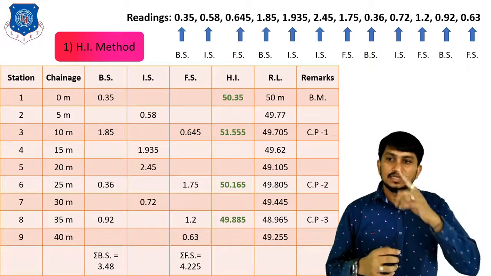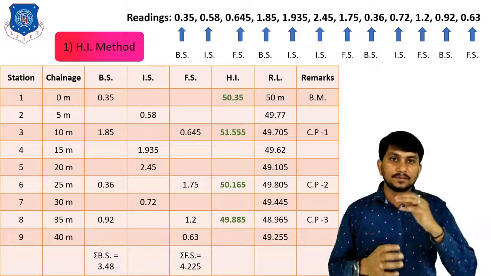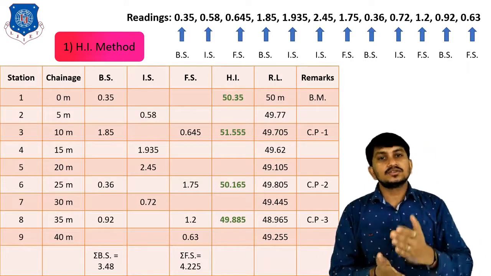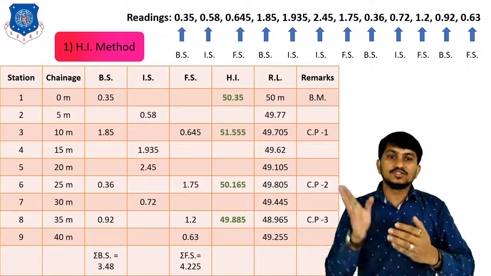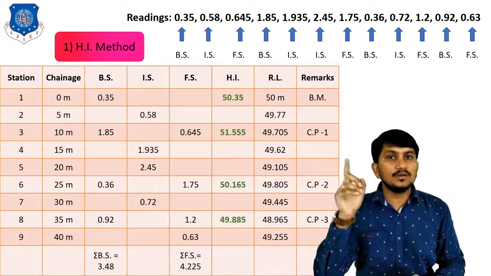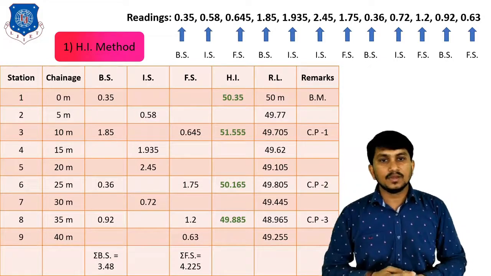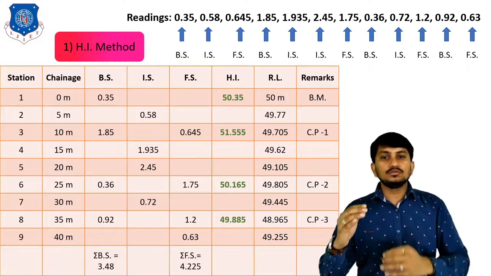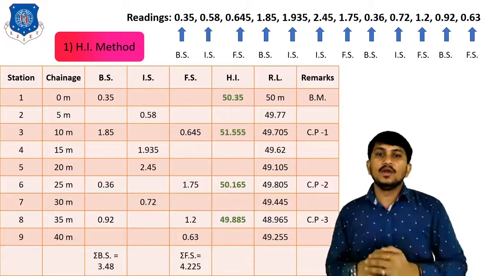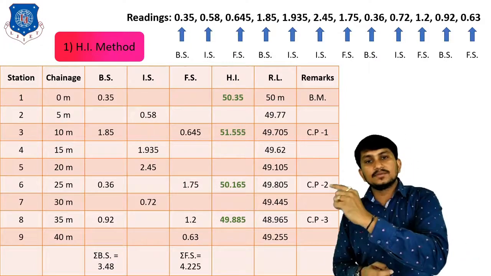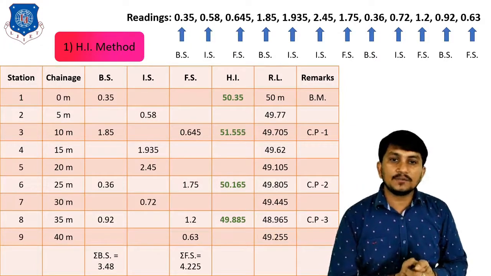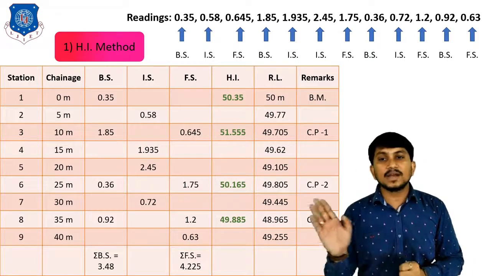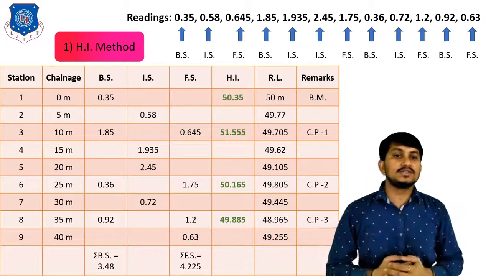After that, there is a changing point and the instrument was shifted. After shifting the instrument, we have to calculate the new HI. The new HI can be calculated as RL of changing point, which is 49.705, plus BS 1.85, which gives 51.555. This is the new HI. To find the RL of stations number 4 and 5, we have to deduct those readings from HI. 51.555 minus 1.935 gives 49.62. 51.555 minus 2.45 gives 49.105.